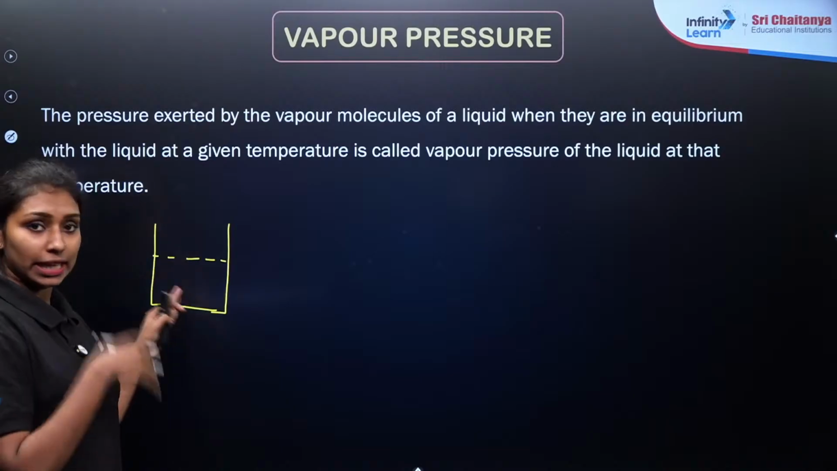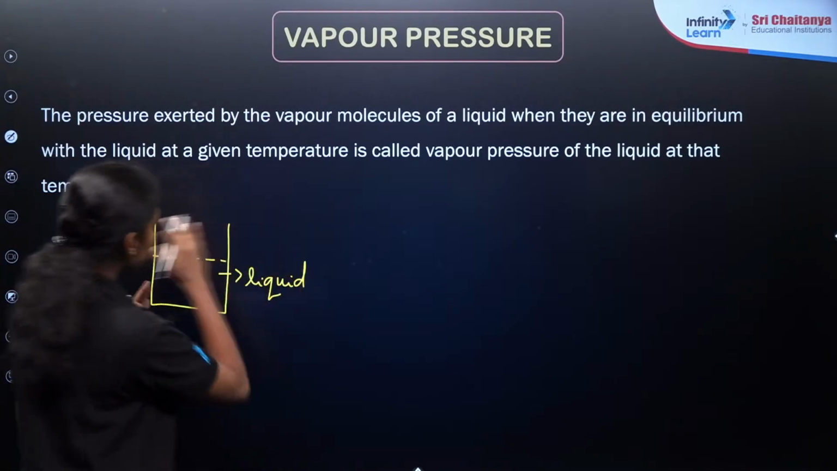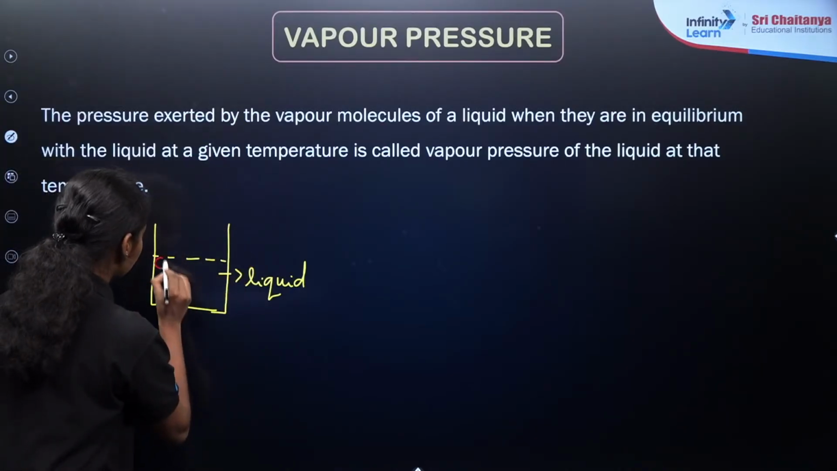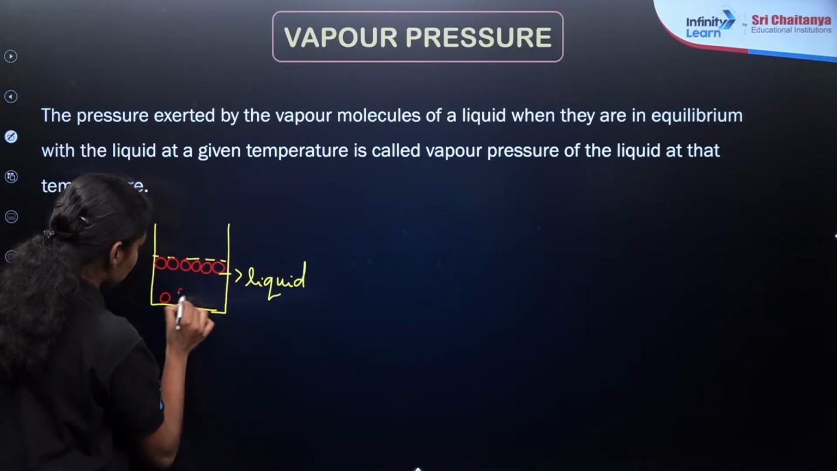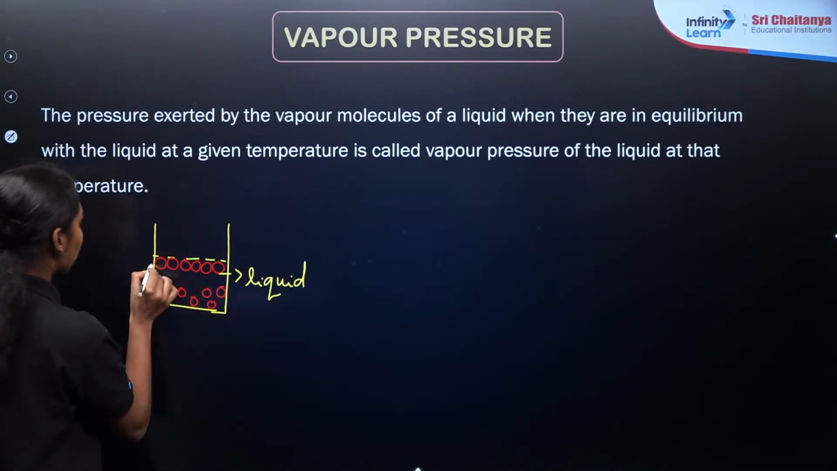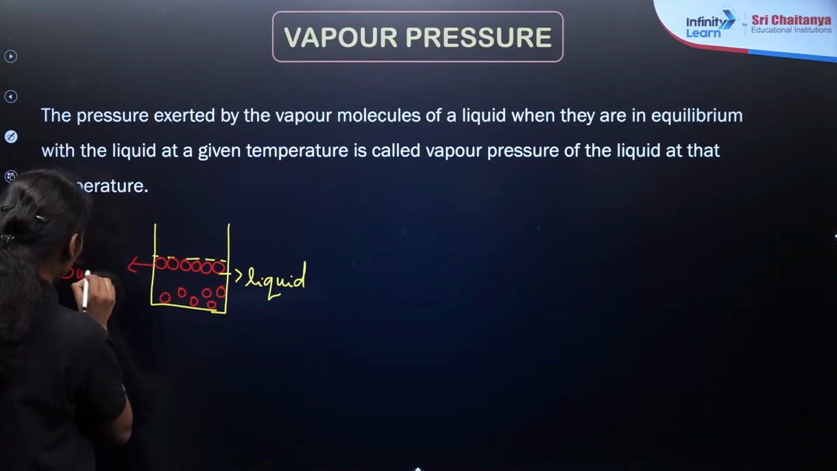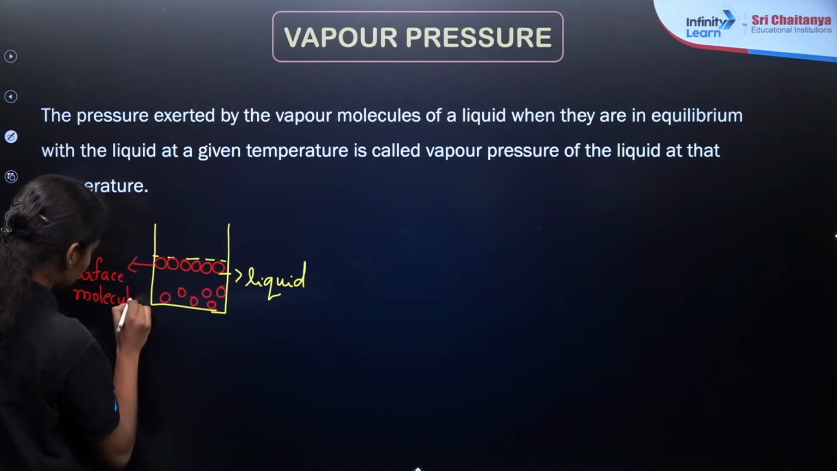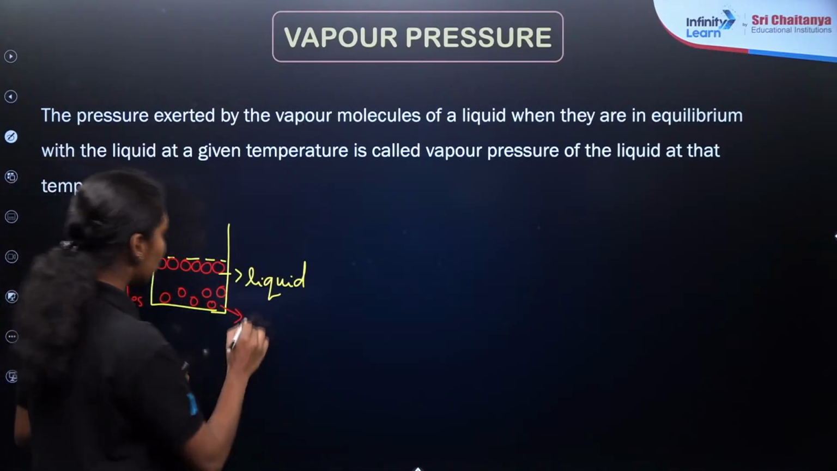For example, if I am taking a beaker here, this is our liquid. Let's assume this container is open. There will be two types of molecules here. The molecules present on the surface of the liquid are known as the surface molecules. Then the molecules present inside the liquid are known as the bulk molecules.